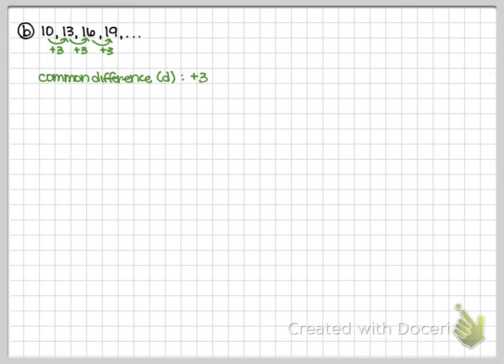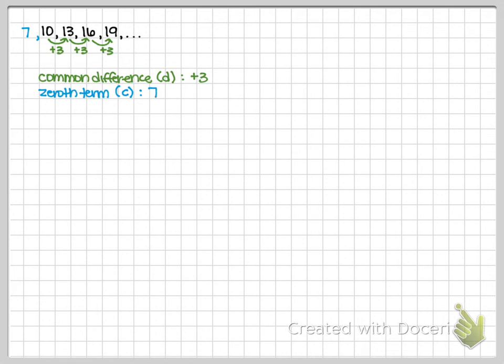Okay, we now need to find the 0th term. So I'm going to get rid of that B in front there. What would the number be immediately in front of the 10? So what +3 gives me 10? Well, I think that's going to give us 7. So the 0th term, which is C, is going to be 7.